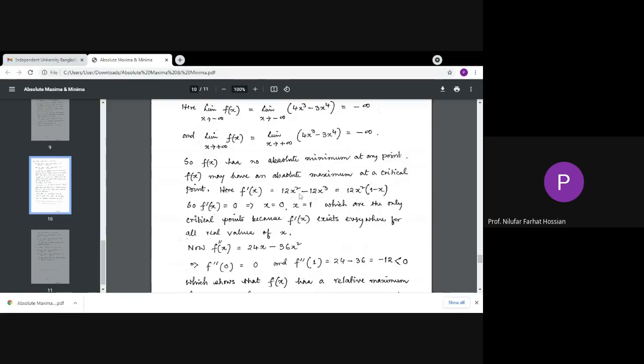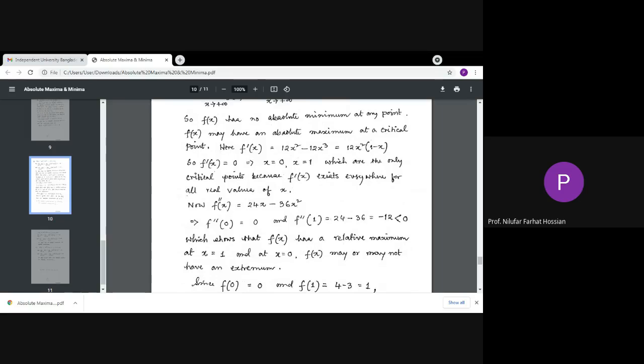What will be the second order derivative? It will be 24x minus 36x squared. And let us put down x equal to 0 in this second order derivative. This is 0, so no confusion here. And here, f double prime of 1 is a negative number. So there is a maximum here.